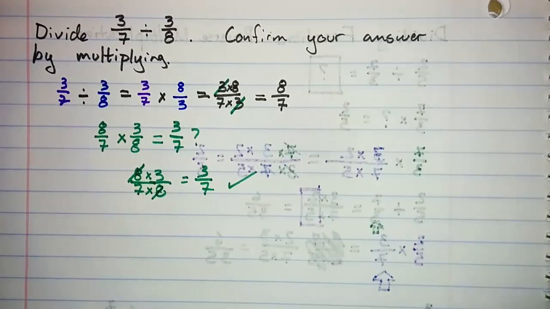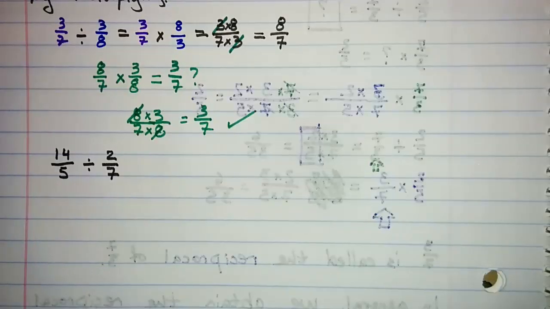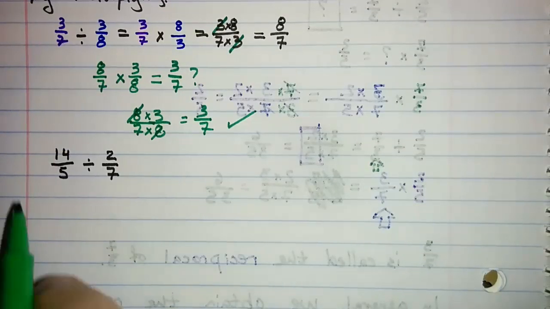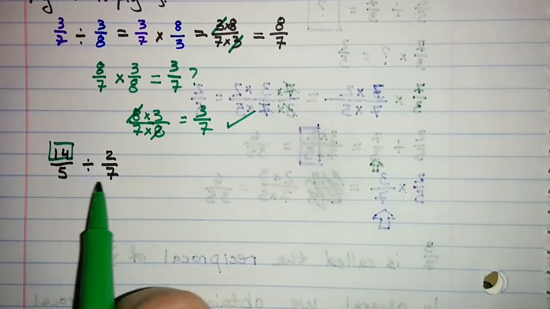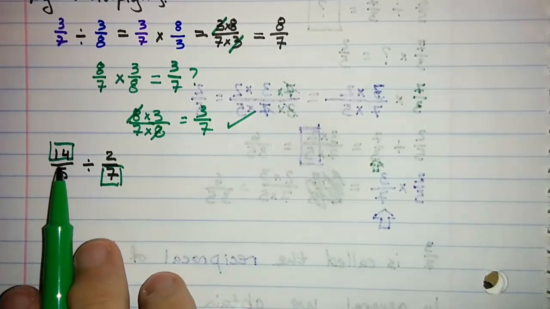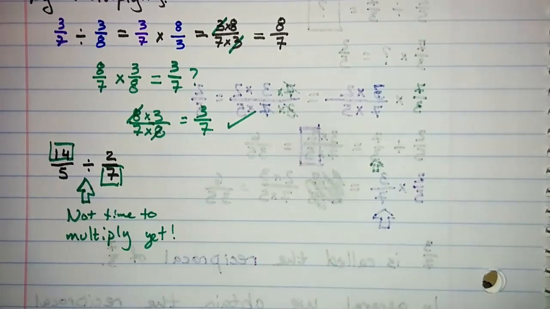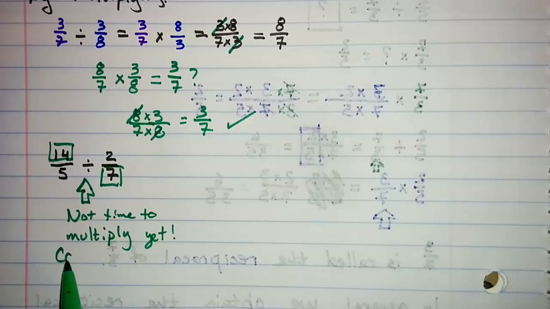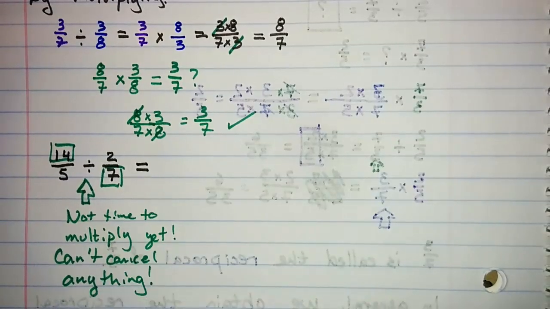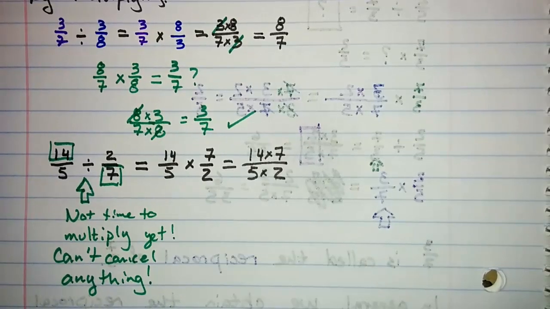One thing to be cautious of. Let's suppose we want to divide 14/5 by 2/7. You might look at this and notice that 14 and 7 have a factor in common. That doesn't matter though, because we're not going to multiply these two fractions, and therefore we can't cancel anything. Instead, first we rewrite as multiplication, then we multiply, and only now may we begin canceling out common factors.